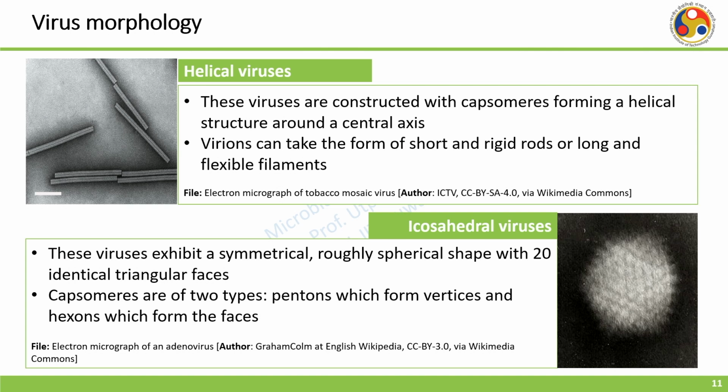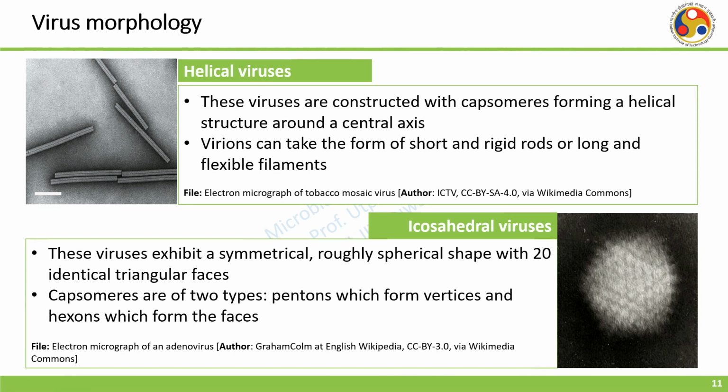How does a virus look, or what is the physical appearance of a virus, or virus morphology? They may be helical in appearance. These viruses are constructed with capsomers forming a helix around a central axis. Variants can take the form of short and rigid rods or long and flexible filaments, and in this electron micrograph of tobacco mosaic virus you can see these particular shapes.